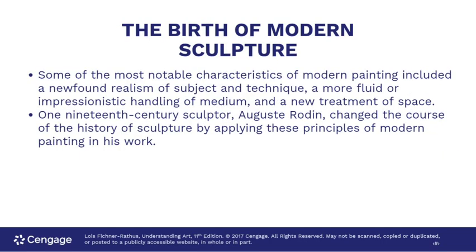Okay, now we are moving into the birth of modern sculpture, and we are going to focus on Auguste Rodin. So we've got some of the most notable characteristics of modern painting, including a newfound realism of subject and technique, a more fluid or impressionistic handling of medium, and a new treatment of space. One 19th century sculptor, Auguste Rodin, changed the course of the history of sculpture by applying these principles of modern painting in his work in sculpture. And he devoted most of his life artistically to the representation of the human figure. And he is considered to be the father of modern sculpture.